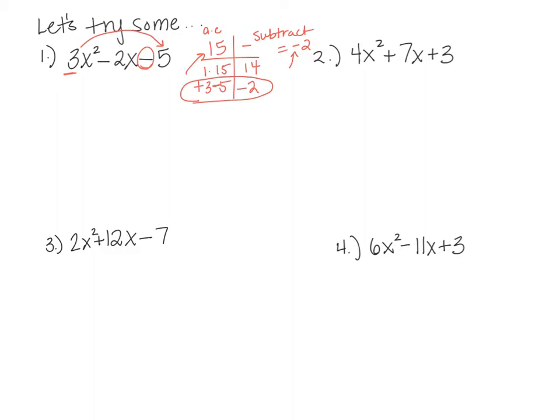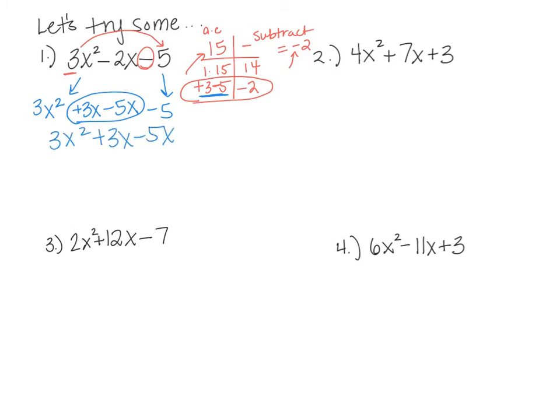Okay. Once we're done with that, we're going to rewrite our expression. So I'm going to keep that 3x squared. I'm going to keep that minus 5, but in the middle, I'm going to write my plus 3x and my minus 5x from the table. Remember, those are coming from the table. Okay, so now that I've written my expression, 3x squared plus 3x minus 5x minus 5, I'm now going to do my grouping.